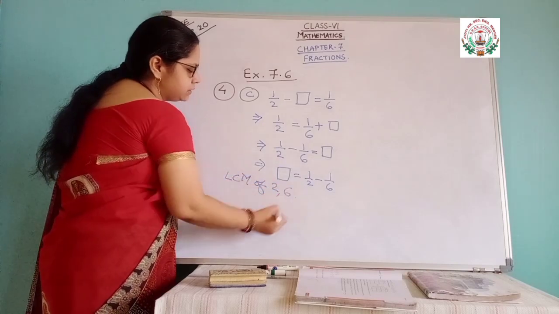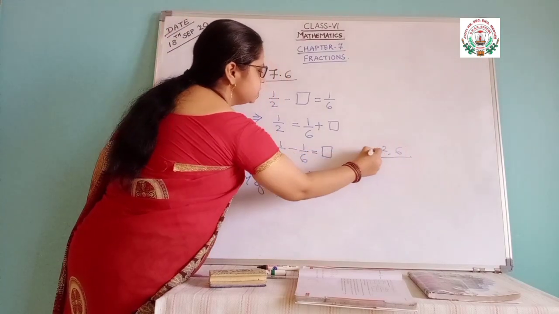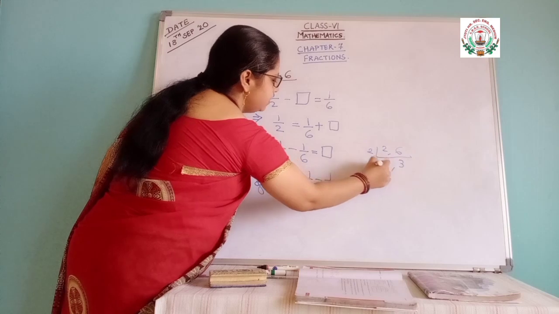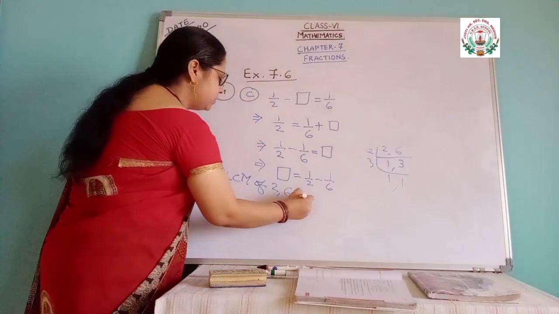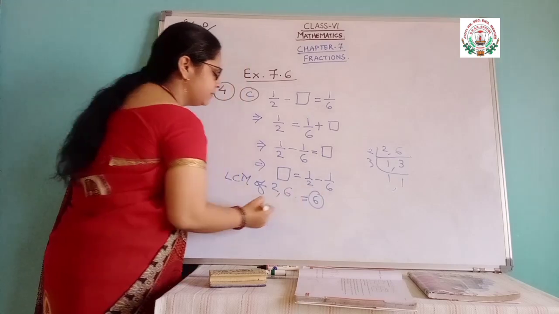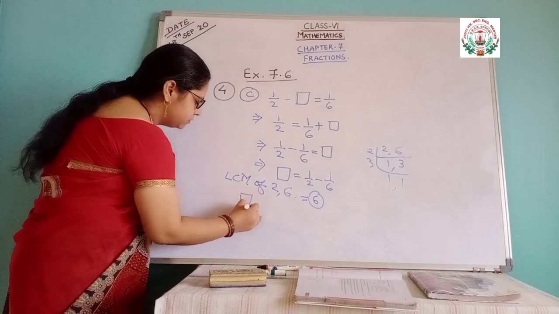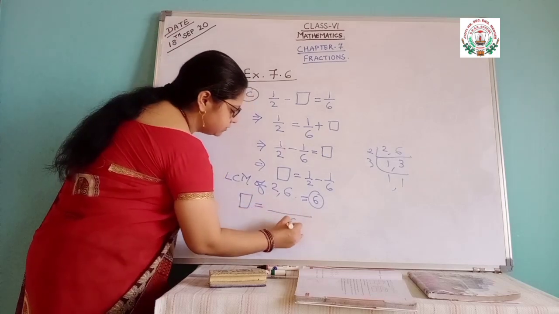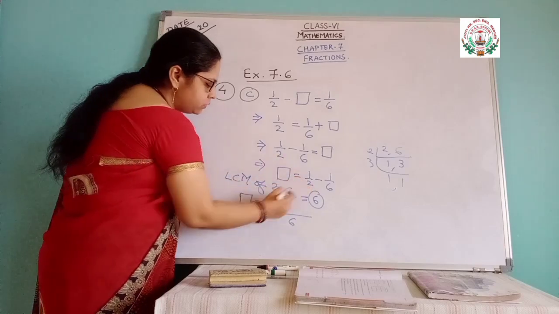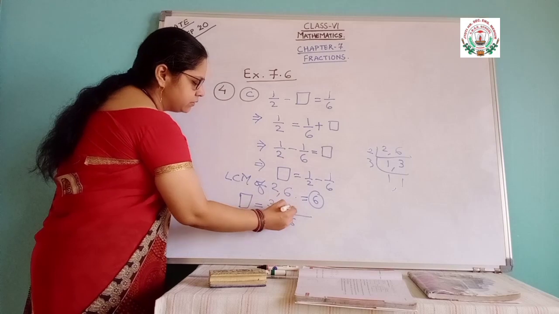Denominators are 2 and 6. So finding the LCM of 2 and 6: 2 ones are 2, 2 threes are 6, then 3 ones are 3, 3 twos are 6. So the LCM is 6. Now, any of the methods you can follow. The second method occupies a little less space, so we are following that. 2 3s are 6, into its numerator, that is 1.